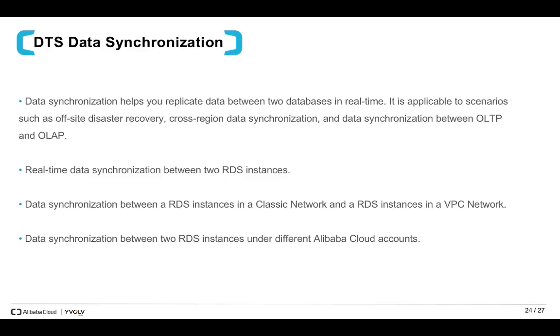Real-time data synchronization between two RDS instances, and data synchronization between RDS instances in a classic network and RDS instances in a VPC network. And the next feature is data synchronization between two RDS instances under different Alibaba Cloud accounts as well.